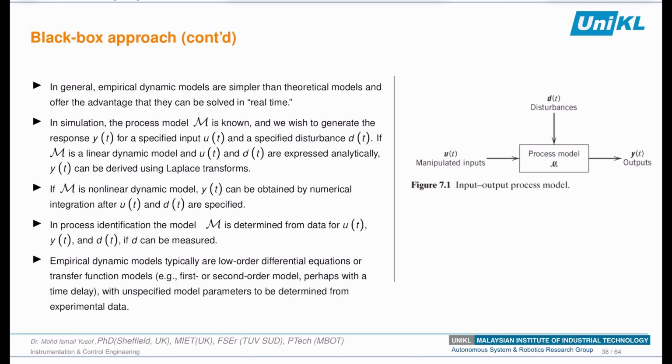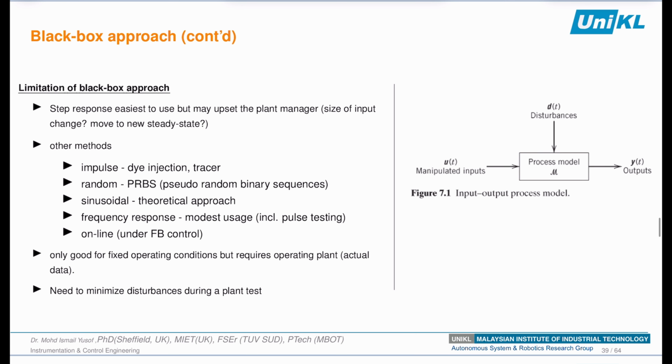Empirical dynamic models are typically low-order differential equation or transfer function models. For example, first or second order models, perhaps with a time delay, with unspecified model parameters to be determined from experimental data. But of course, there are certain limitations of the black box approach. Again, the black box approach is basically system identification using empirical data.